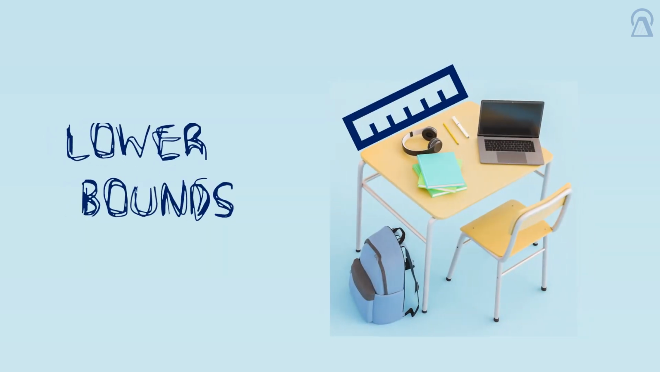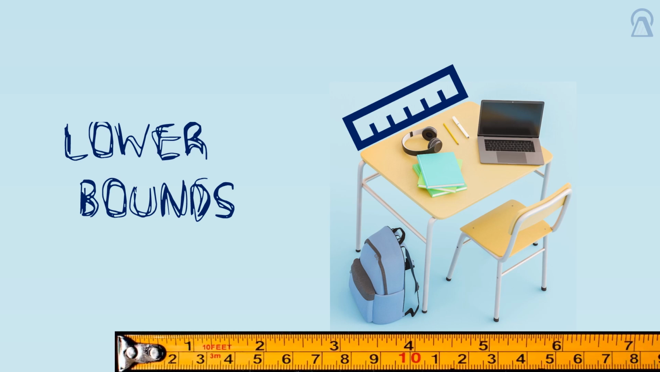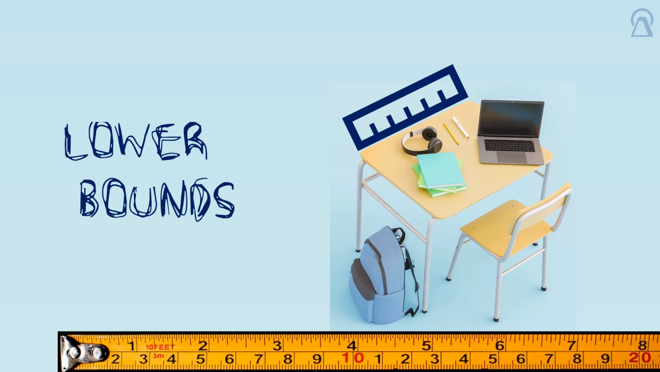Now, let's move on to the lower bound. The lower bound is the opposite of the upper bound. It's the minimum limit or the smallest possible value that a quantity could take. It represents the smallest value that we can reasonably expect. Continuing with the desk example, if we measure its length using a ruler, the lower bound would be the smallest measurement we can obtain. Again, considering the precision of our ruler.